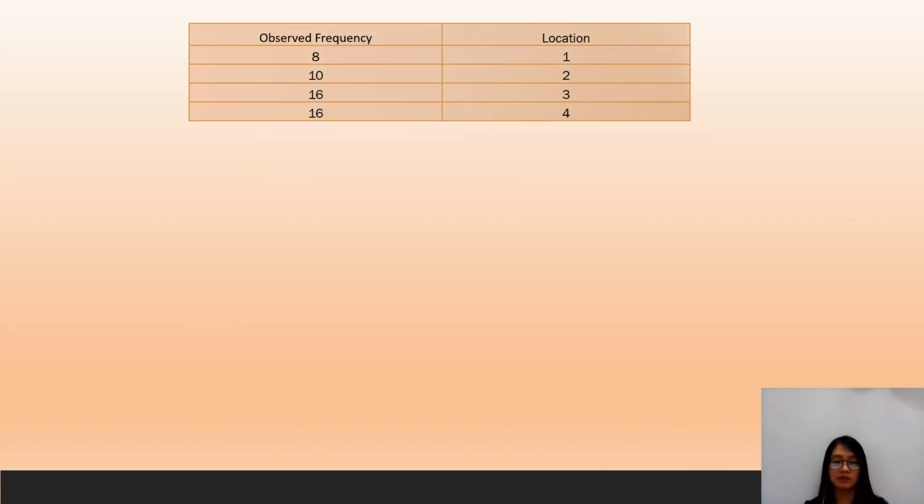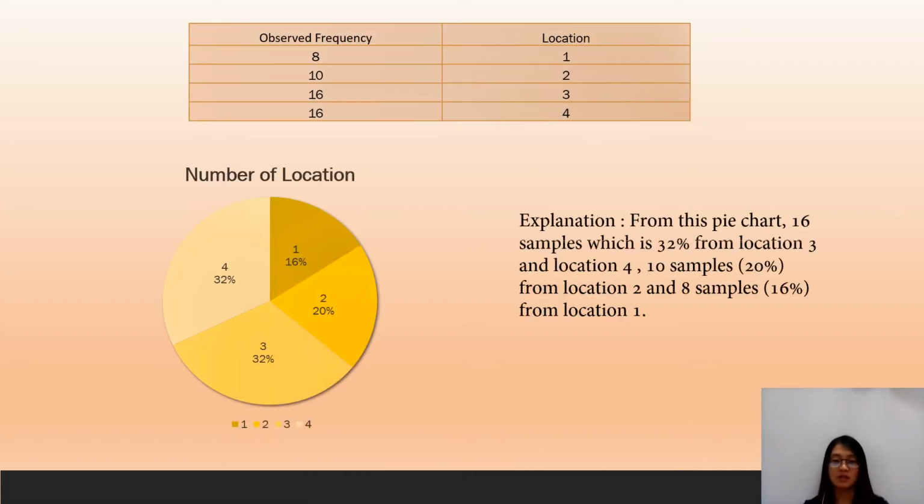First, types of location and its frequency in a pie chart. From this pie chart, 16 samples, which is 32%, are from location 3 and also from location 4. 10 samples, which is 20%, are from location 2, and 8 samples, which is 16%, are from location 1.